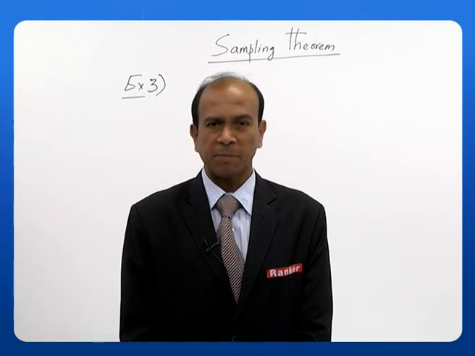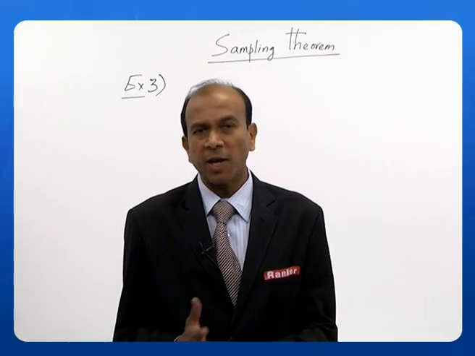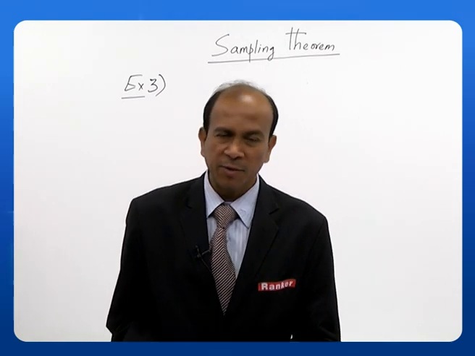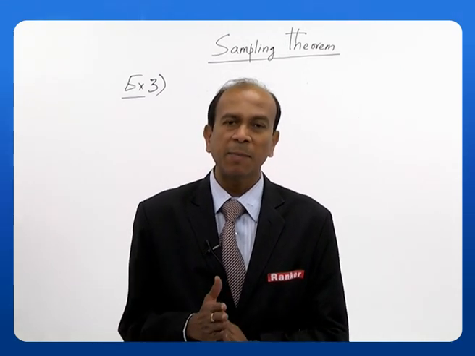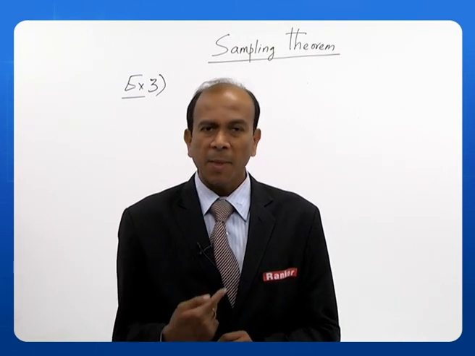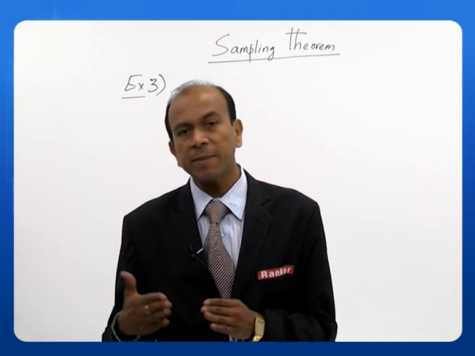Let us solve example 3. The spectral range of a function extends from 4.4 megahertz to 5.5 megahertz. Find the minimum sampling rate and the maximum sampling interval. So, we have to calculate both of them. The minimum sampling rate is nothing but the Nyquist criterion, and the maximum sampling interval is Ts, which is 1 by the Nyquist rate. So, if this becomes minimum, this becomes maximum.